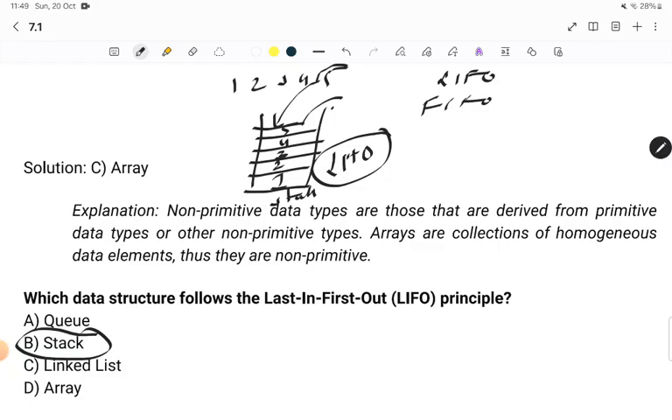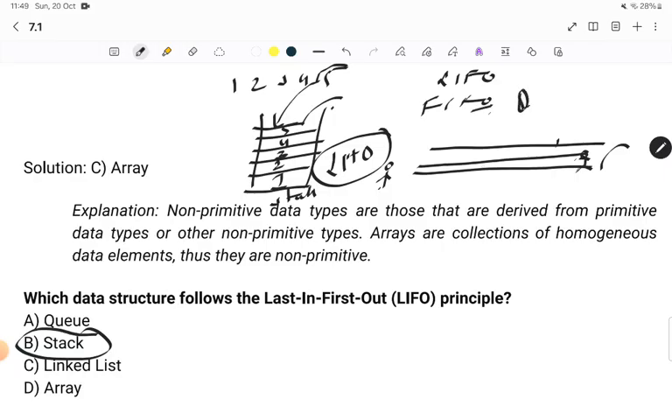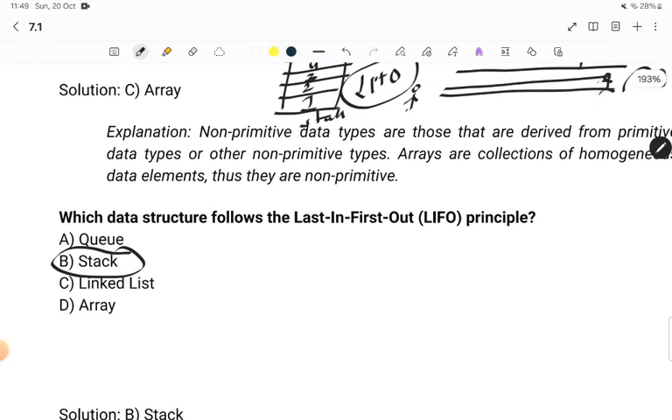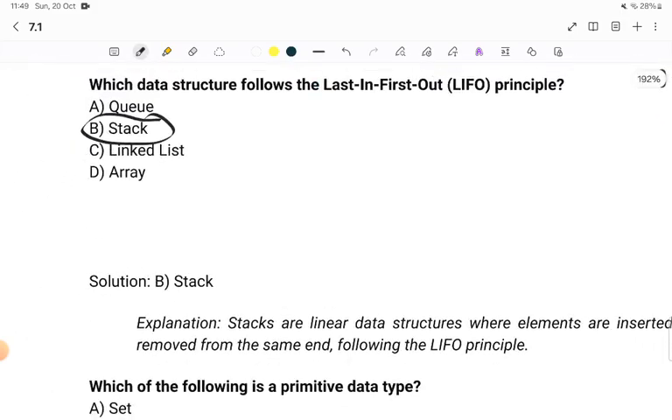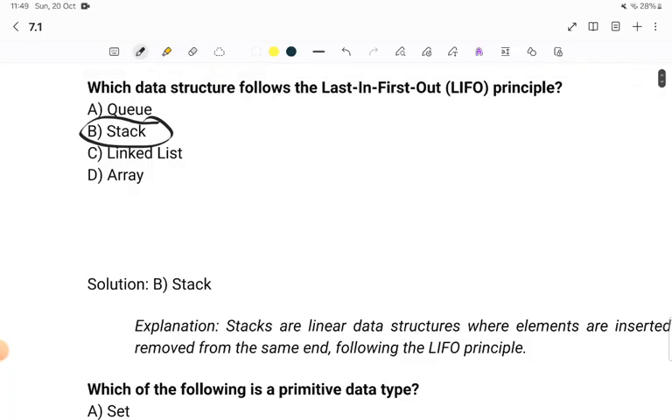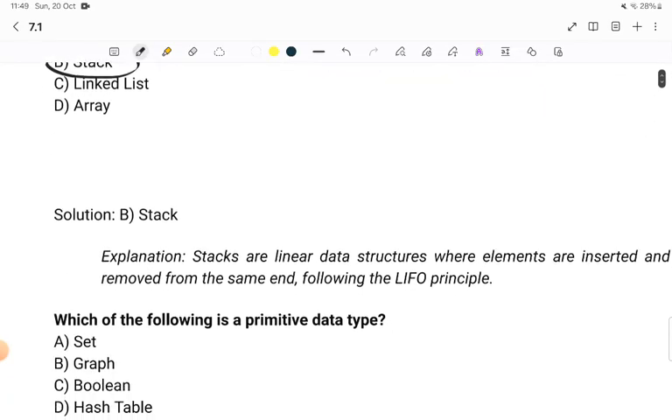Now what about FIFO, first in first out? In the case of a queue, the person who enters first is the person who goes out first. So queue follows the FIFO principle. This is the answer. Let's go to the next question.